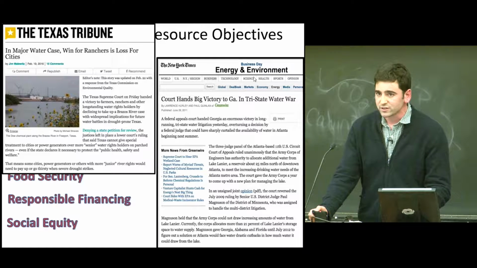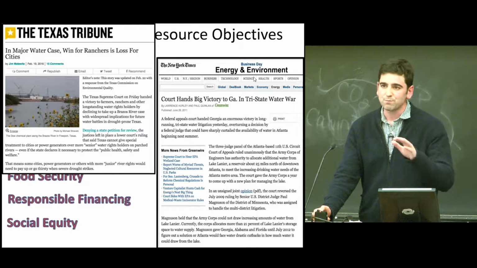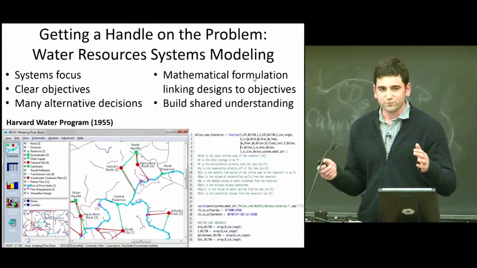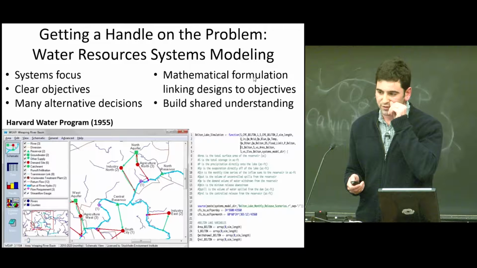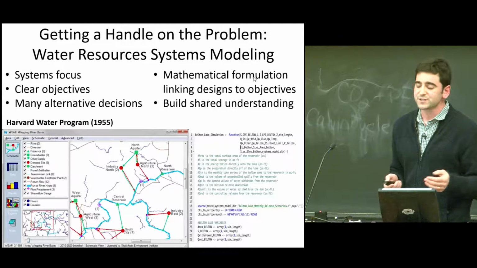And so as engineers trying to plan these water systems, how do we go about getting our head around this multifaceted, multi-objective problem? Well, there's lots of places I could have tried to start. I was trying to think where's a good place to start with this. And I decided to start with something called the Harvard Water Program, which got going in the 50s.